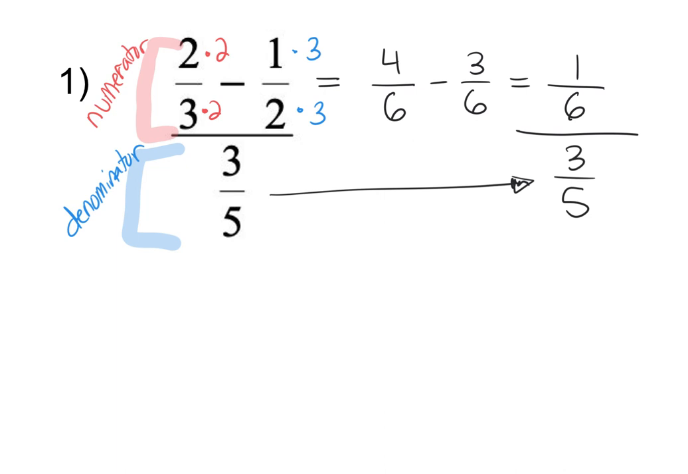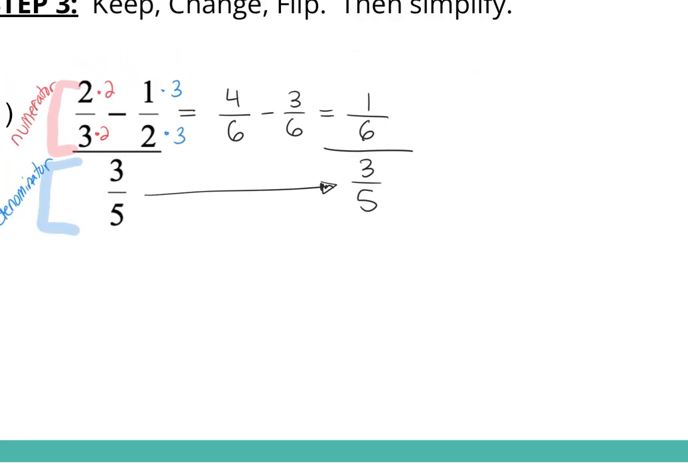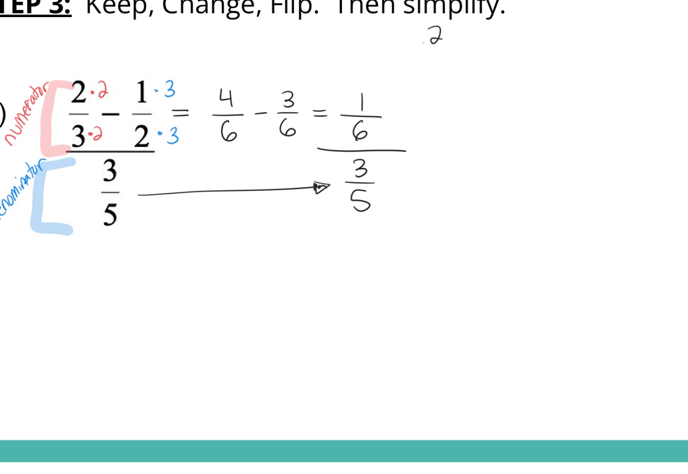Now that we have one thing in the numerator and one thing in the denominator, now we're going to write it as a division problem. We can rewrite this just like 2/3 is the same as 2 divided by 3. Same idea here. 1/6 over 3/5 is the same as 1/6 divided by 3/5. Numerator divided by denominator.